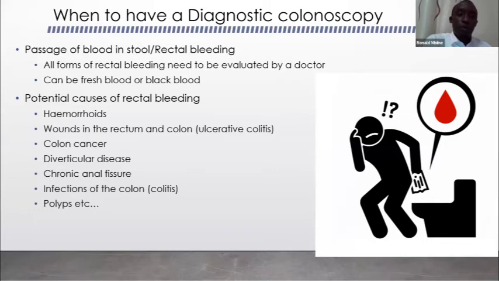There are quite a number of causes of rectal bleeding, including hemorrhoids. Those are the piles most of you have heard about. Sometimes there are wounds in the rectum and colon. Sometimes there are conditions we call inflammatory bowel disease. Luckily, all that is for your doctor to handle. You don't have to know all those details. But also, most importantly, we want to make sure there is no cancer, because if cancer is not caught early, you can easily lose time, the opportunity to cure someone. Other diseases include diverticular disease, fissure in ano. There are infections that can happen within the colon, polyps, and a number of other conditions.